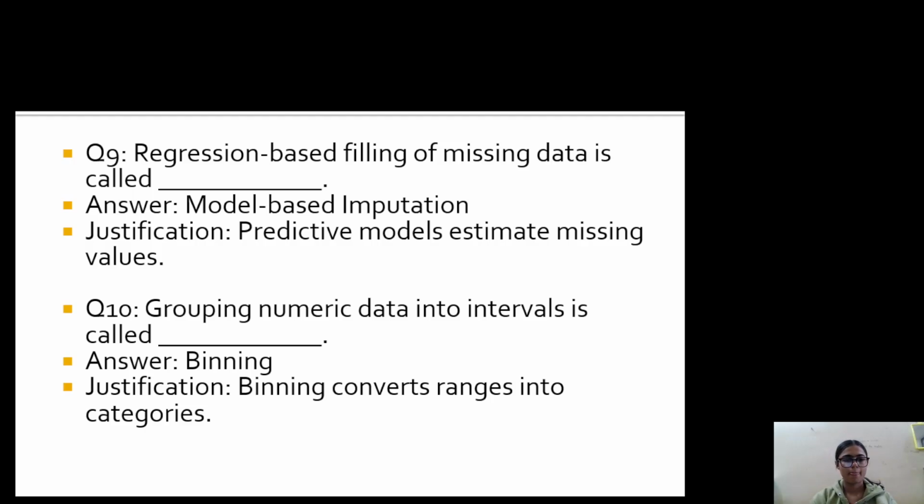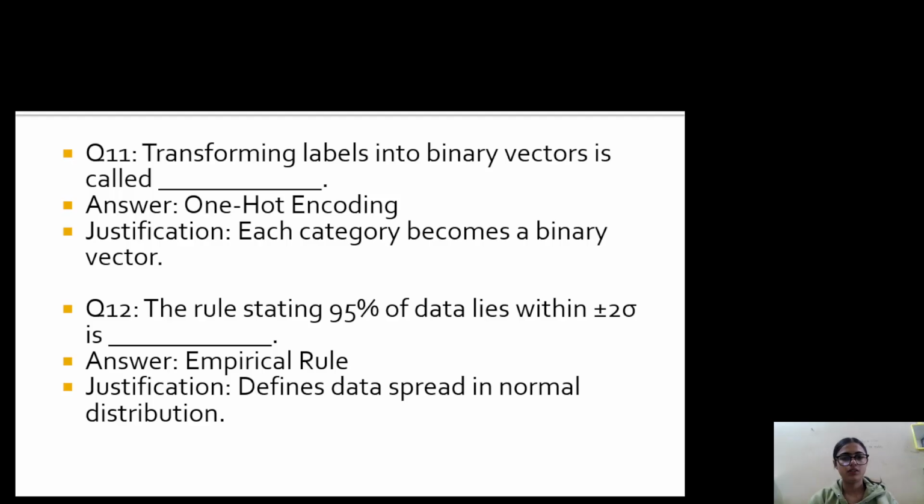Next is transforming labels into binary vectors, called dash. So it is called one hot encoding. This converts text categories into 0 1 vectors. Example: red 100, blue 010, green 001.